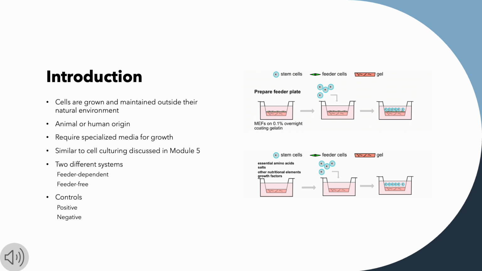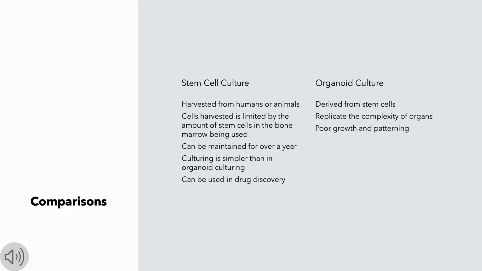The system used will depend on the stem cells being grown, with some requiring a feeder-dependent system and some requiring feeder-free systems. The controls used in stem cell cultures are a positive control to show the growth that would be expected from the cells, and a negative control that should not show any growth. One alternative to stem cell culturing is organoid culturing.